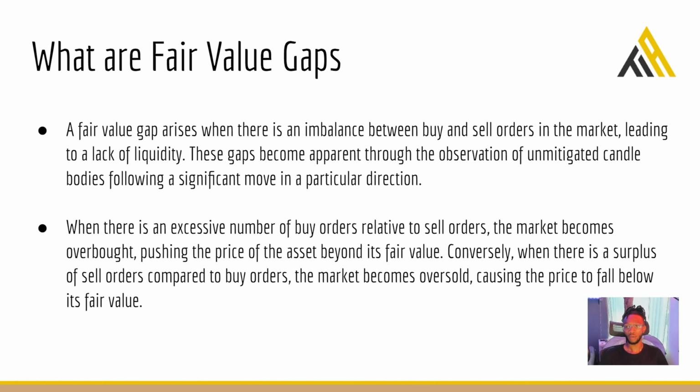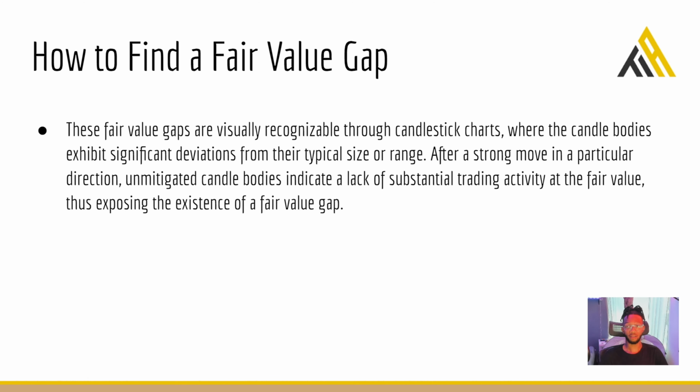Okay? Now, having MAs like moving average and things like that can help you see, okay, hey, it's moving away from its normal fair value. So a gap is possible to be created. But let's talk a little bit more about how to find these fair value gaps. These fair value gaps are visually recognizable through candle charts where the candle bodies exhibit significant deviation from their typical size or range. After a strong move in a particular direction, unmitigated candle bodies indicate a lack of substantial trading activity at fair value, thus exposing the existence of fair value gaps. Okay, now once again we're talking about the unmitigated bodies.